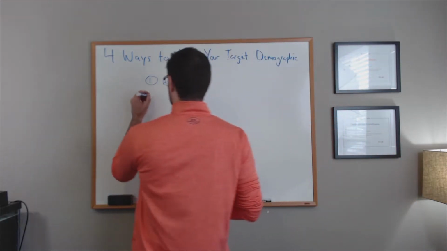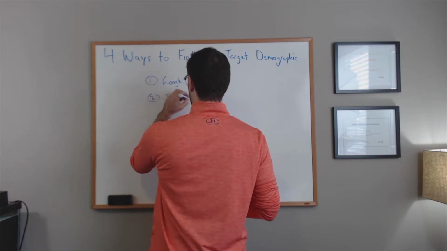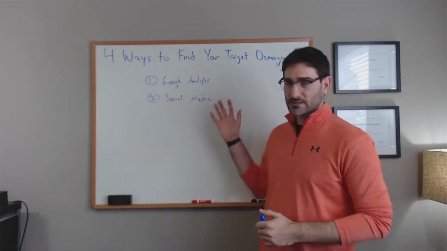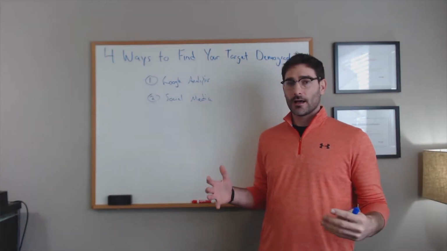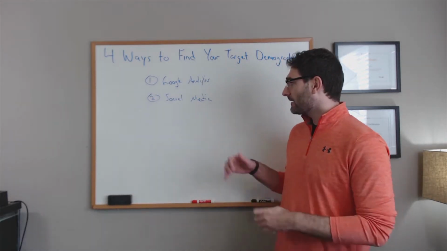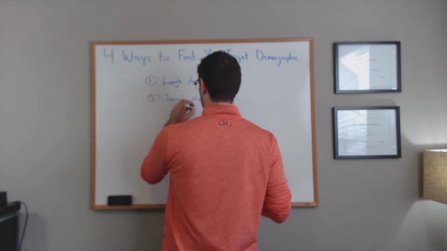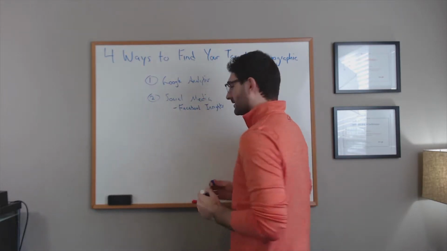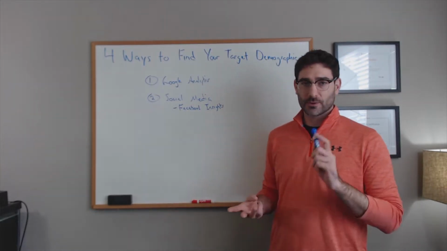So the second way to figure out your target demographic is social media. So if your business has a social media page, has a Facebook page, Twitter page, you can actually see some great demographics about your users on your social media profile. So Facebook has Facebook Insights. And this is an area where you can see all sorts of demographics about people visiting your page, whether it's their age, their gender, what sort of interests they have.